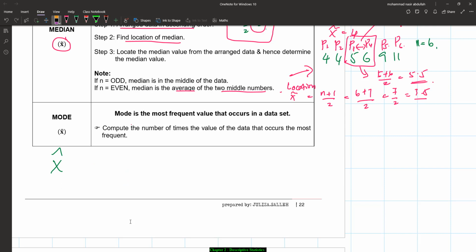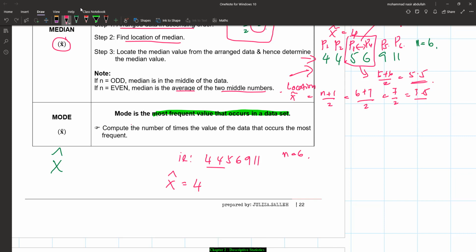Right? So mode is the most frequent value that occurs in the data set. Let's look into this example: 4, 4, 5, 6, 9, 11. So we have n equal to 6. Mode is the most frequent value. So the most frequent value here is 4. 4 appears 2 times.